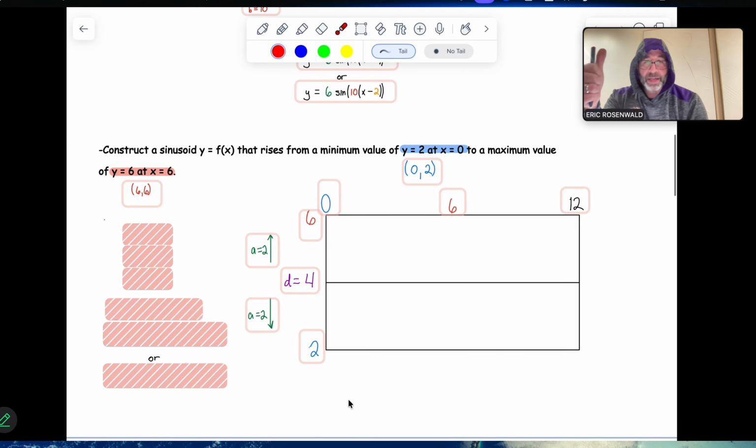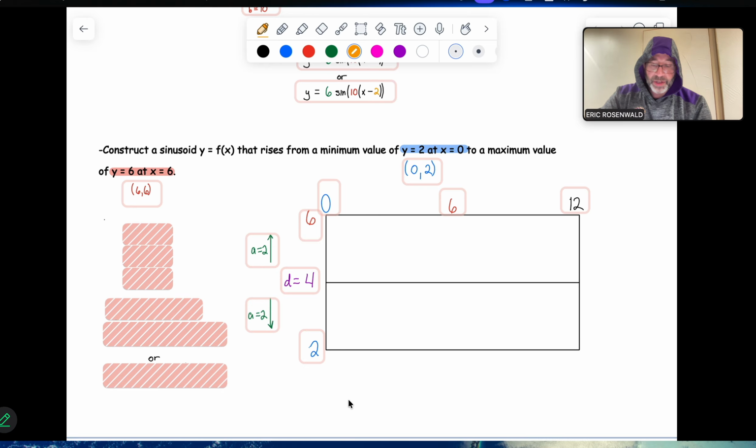So far we know the A, we know the B. I'm sorry, the A and the D. Let's talk about the C here. The C value is actually right here. My C value is 0 because I moved to the right 0. It's at 0, where it usually is. So I didn't move to the right at all.